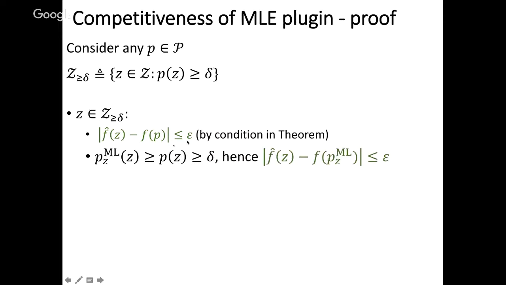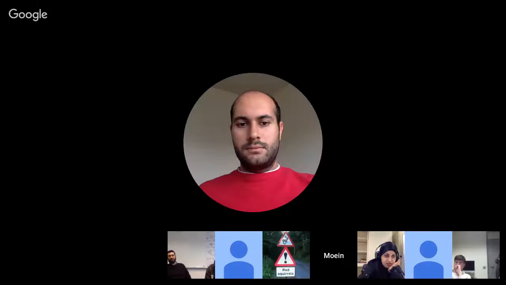Now you notice that the maximum likelihood distribution for z is going to assign a probability at least p of z by definition, because p_ML is the maximum likelihood. It's the distribution that assigns the highest probability to z. And therefore, it must assign a probability that's at least p of z, which is at least delta. And now you apply the same argument as before for this maximum likelihood distribution.